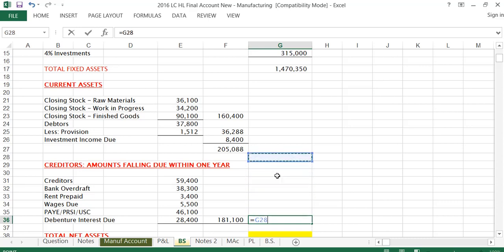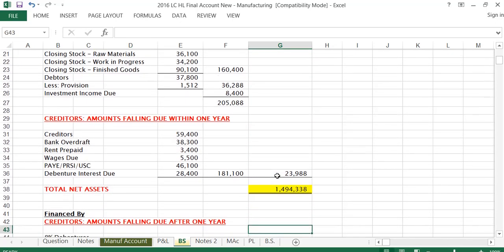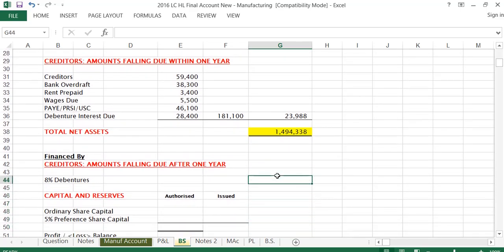If I take my current assets and take away my liabilities less than 1 year, that leaves me with a working capital of 23,988. And if I add that to my total fixed assets above, that leaves me with total net assets of 1,494,338. Now, financed by creditors' amounts due after 1 year, 8% debentures. So the full debentures will go in here at the end of the year, the full 375,000.